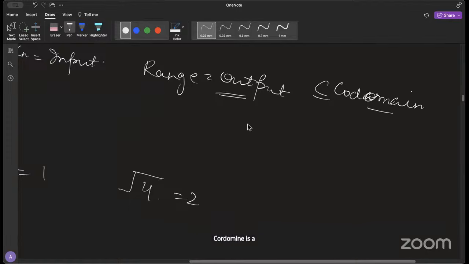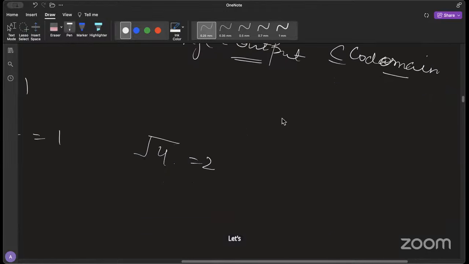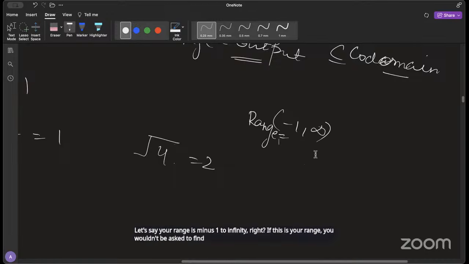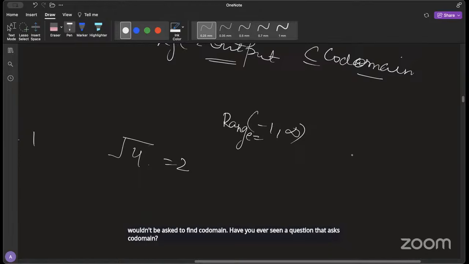Codomain is a set that contains the range, and you are never asked to find codomain. Let's say your range is -1 to infinity. If this is your range, you wouldn't be asked to find codomain. Have you ever seen a question that asks for codomain? Never. You can only be asked to find range.